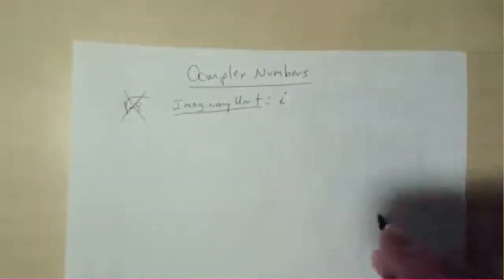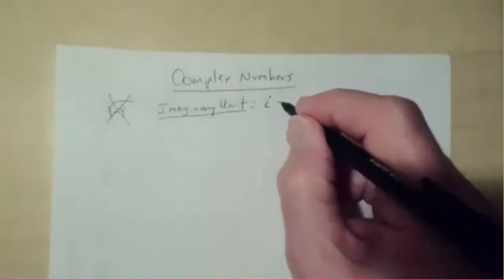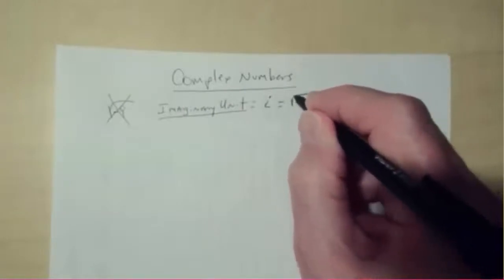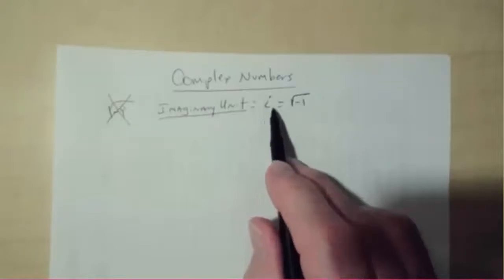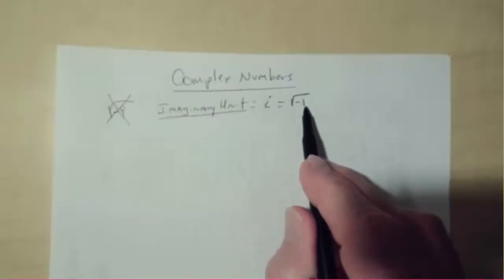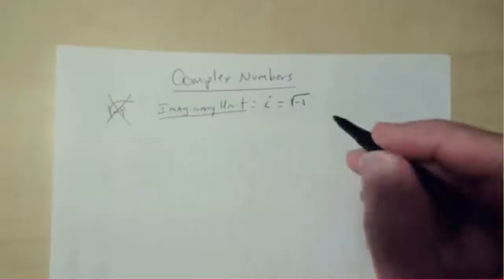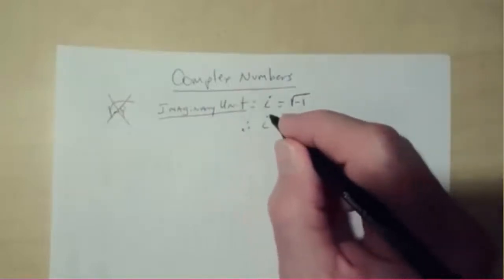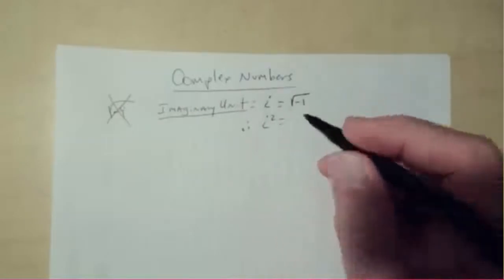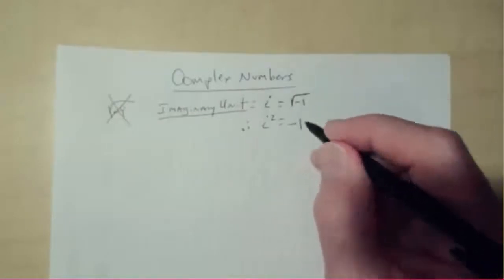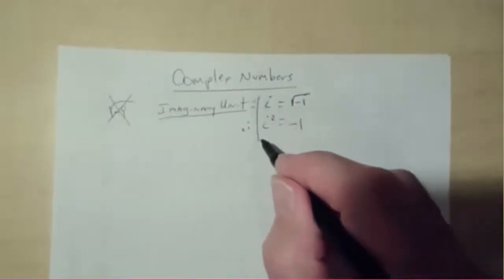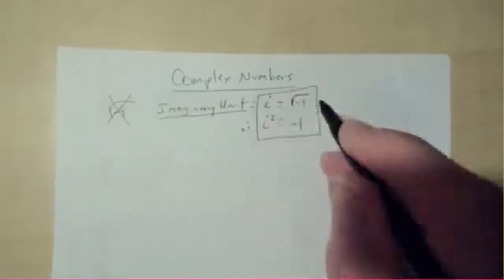The imaginary unit is lowercase i, cursive kind of, equals the square root of negative 1. Now if we square both sides of these, then we say therefore i squared equals negative 1.